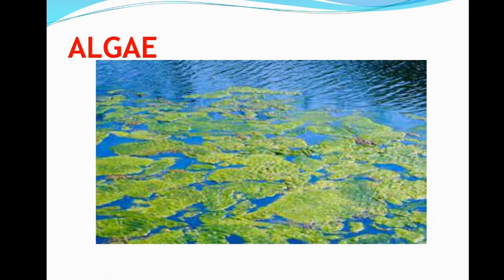Coming to the next one, algal species. We can observe them in water bodies like ponds and lakes, over the surface of the water. They are green color masses. That is nothing but algal species. So algae is also a type of microorganism.